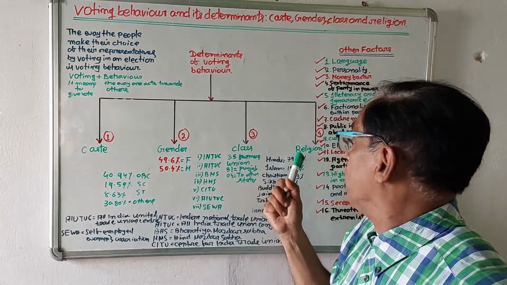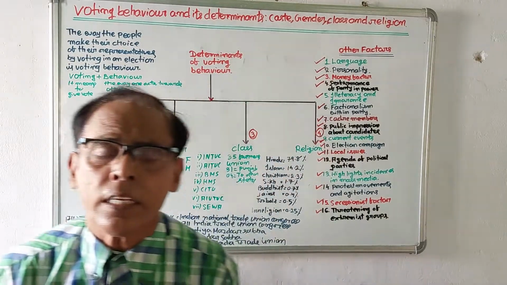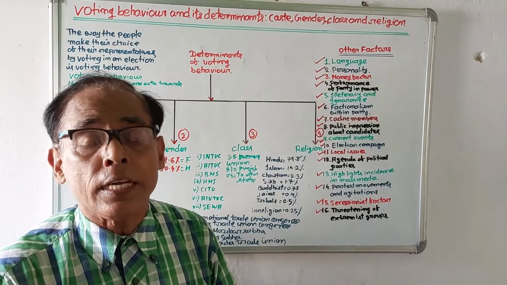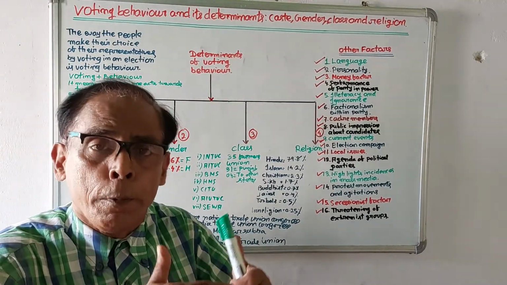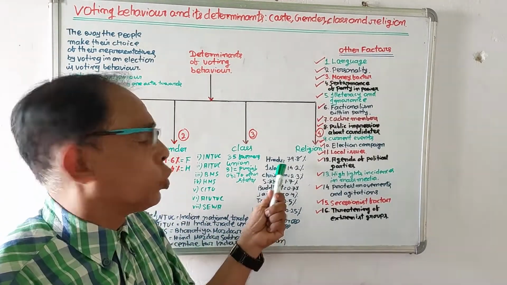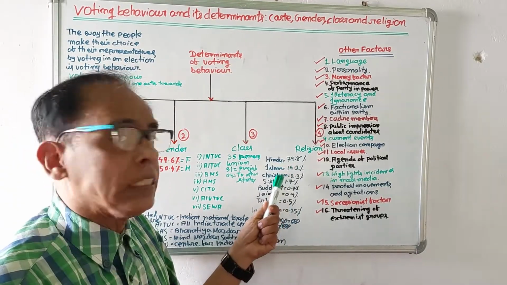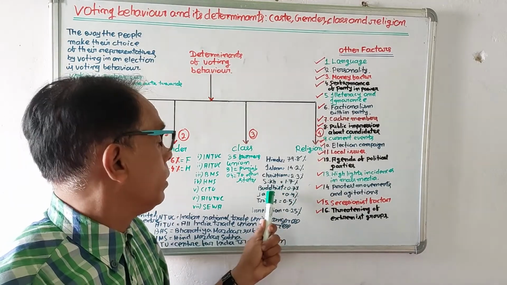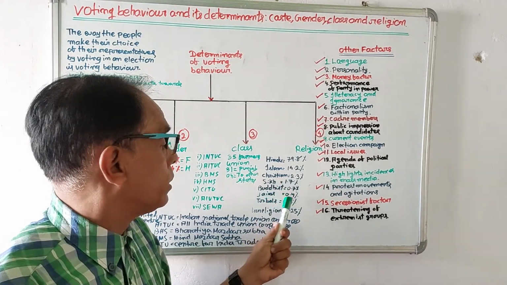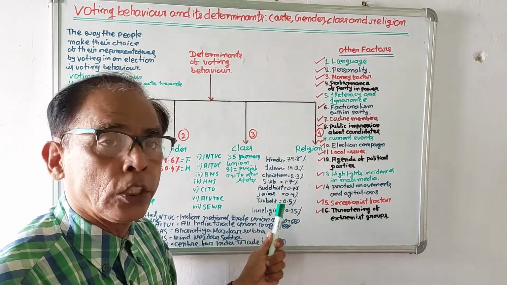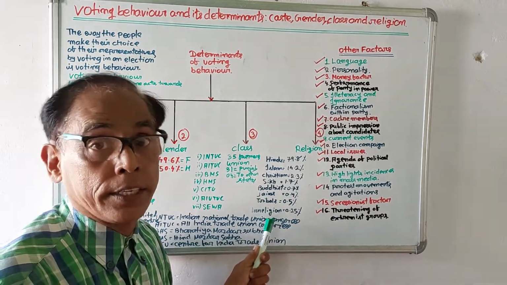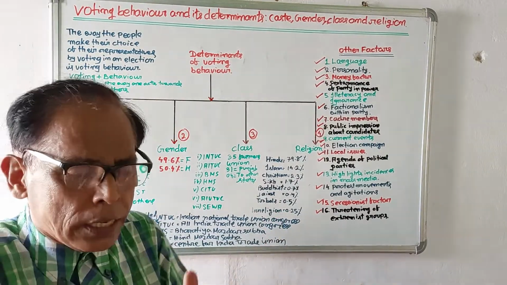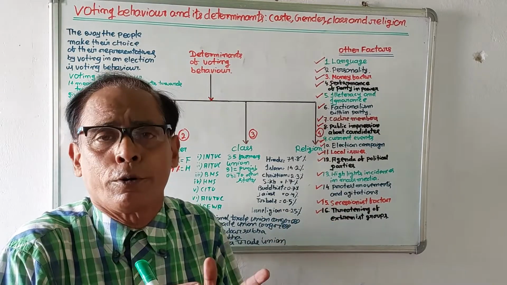Finally, religion. Religion is also an important factor or determinant in the voting behavior. In India, people of different religions are found. Hindus 79.8, Islam 14.2, Christian 2.3, Sikhs 1.7, Buddhist 0.7, Jains 0.4, tribals 0.5, irreligion, meaning those who are not interested in religion, 0.25.